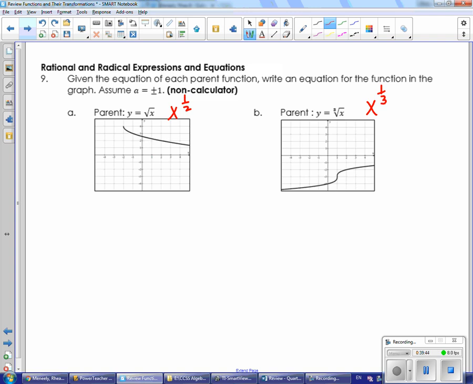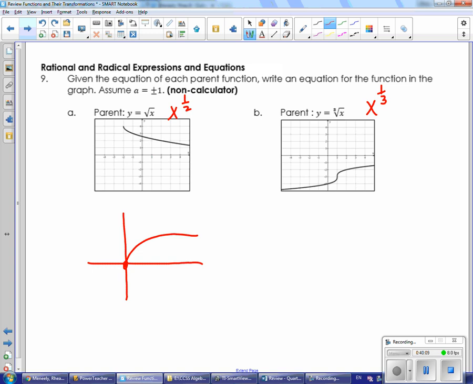So if I take a look at the first graph, basically what you're asked to do in this problem, you're given the equation of each parent function, and it says to write an equation for the function in the graph. So the function in the graph has been transformed. If I think about what the graph of the parent function looks like for the square root of x, it has a starting point at (0, 0), and it's half of a parabola on its side.